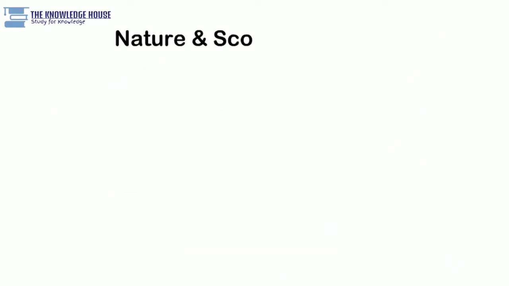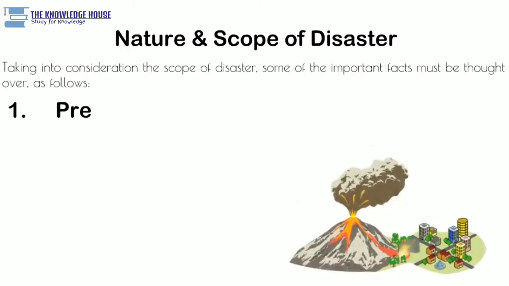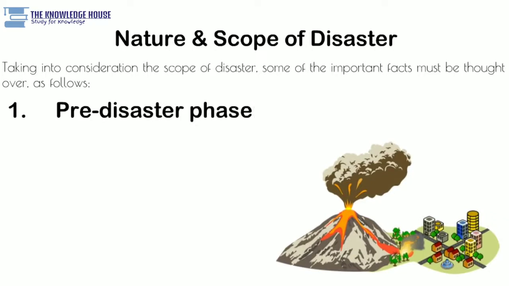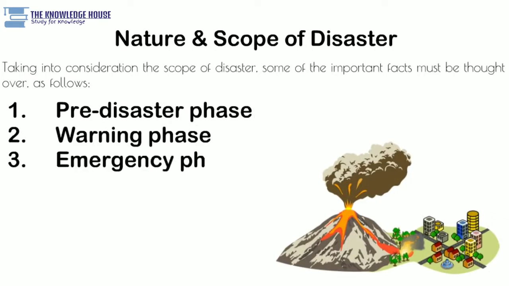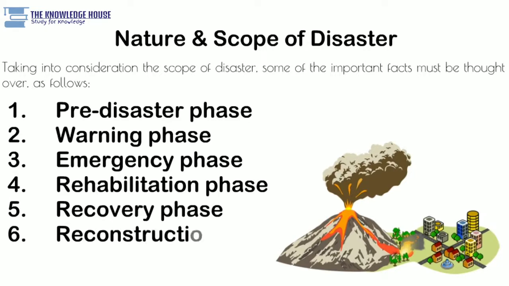Nature and scope of disaster. Taking into consideration the scope of disaster, some of the important facts must be thought over as follows. 1. Pre-disaster phase. 2. Warning phase. 3. Emergency phase. 4. Rehabilitation phase. 5. Recovery phase. 6. Reconstruction phase.